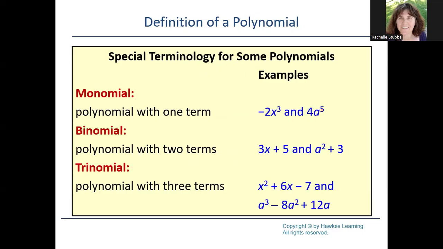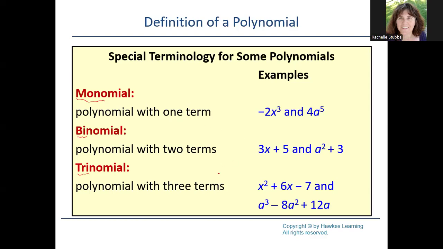Here are some examples of monomials, binomials, and trinomials. Let's look at the root: mono meaning one, bi meaning two, and tri meaning three. So a monomial will only have one term. For instance, negative 2x to the third is just one term. 4a to the fifth is just one term. A binomial, though, will have two terms.